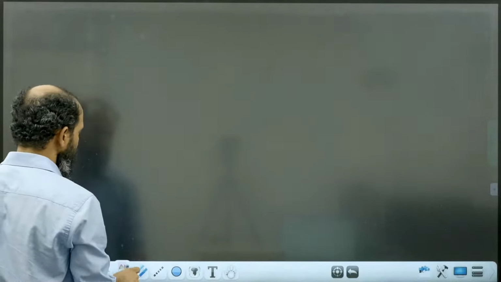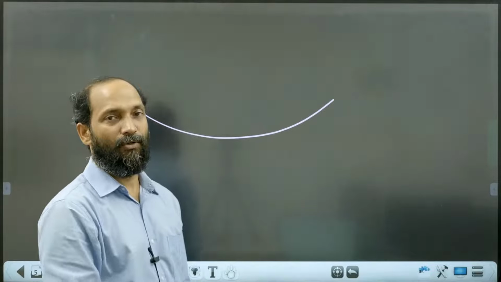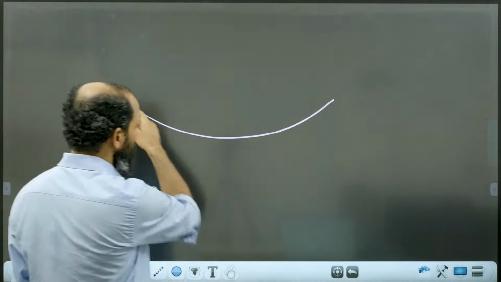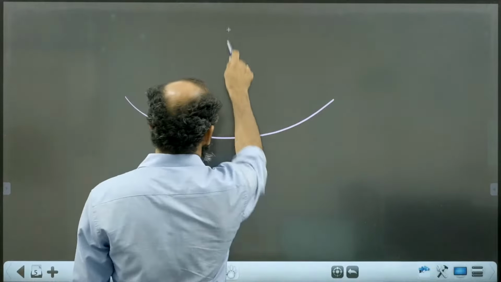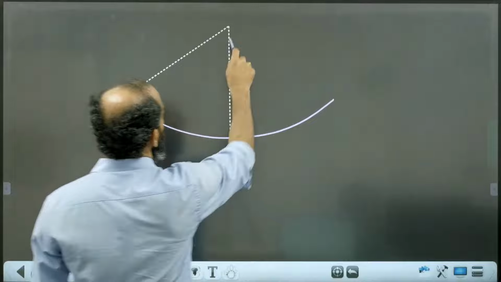When the particle is executing simple harmonic motion over this arc, simple harmonic motion may be over an arc or over a straight line, linear harmonic oscillation. It may be angular simple harmonic motion like this, whatever. It would have an amplitude on either side.